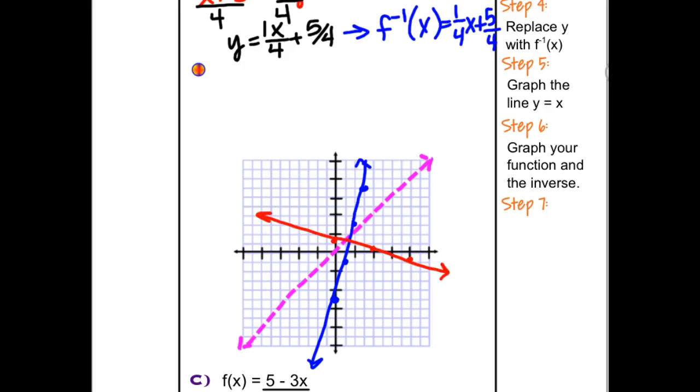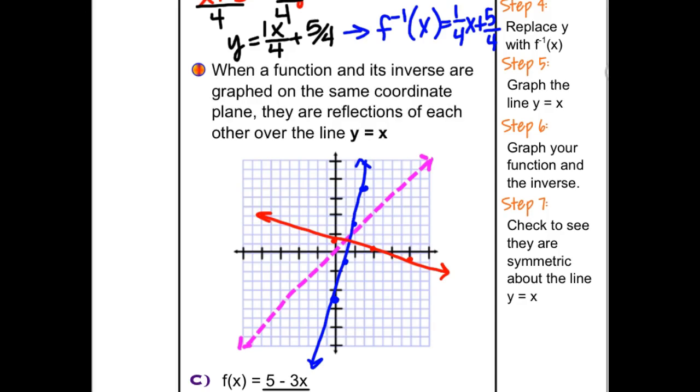And step 7, check to see they're symmetric about the line y equals x. Which is why it is so important to make sure you're using a ruler, unlike what I have done here. But if I have them all accurately drawn, and you angle yourself so that the line y equals x that's in pink is vertical, turn your head, you'll see that they're symmetric about each other. So what we want you to understand is when a function and its inverse are graphed on the same coordinate plane, they are reflections of each other over the line y equals x. This is very important. Hint, hint, hint.